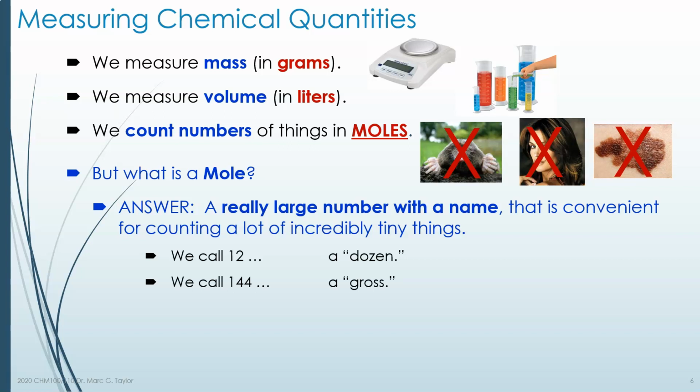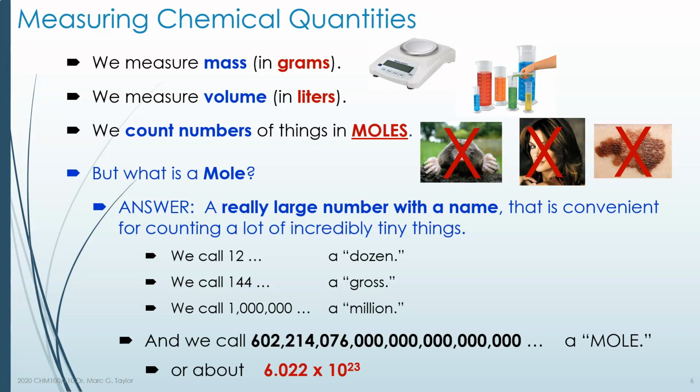We have other numbers that have names. 12, we call a dozen. 144, which is a dozen dozen, we call a gross. 1,000,000, we have a word for that, a million. So this number, 6.02214076 times 10 to the 23, we call a mole. We also call this Avogadro's constant, named after famous Italian scientist Amedeo Avogadro, in his honor. He didn't discover the number, it was named in his honor.